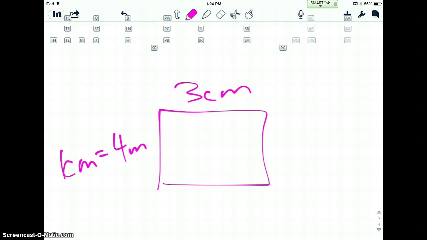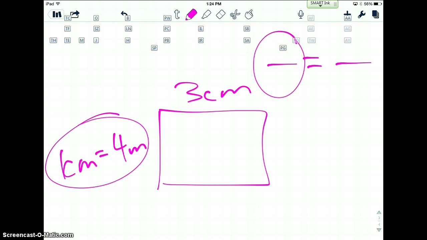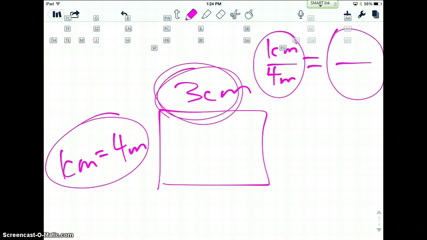So if that's not helping you get it instantly, you could set up a proportion here, and one side of the proportion is going to be our scale. That gives me a ratio. Every centimeter is worth 4 meters. And then on this side, I'm going to fill it in with, well, we're trying to convert this dimension into real life. So I need 3 centimeters to go on the top because that corresponds with the 1 centimeter over here. And then I need to find this amount. I need to know how many meters this would be.